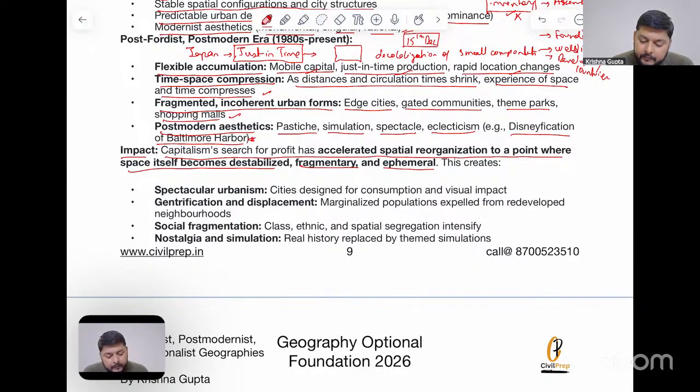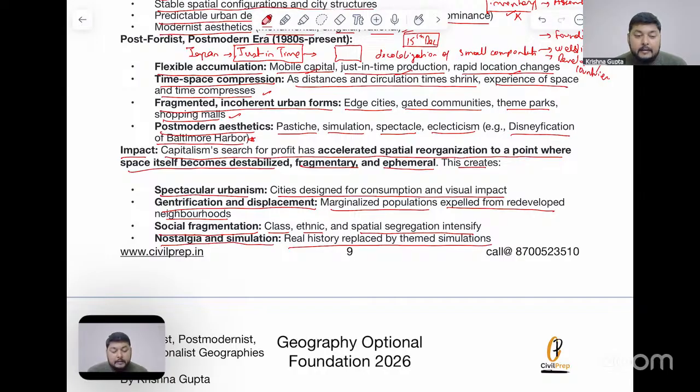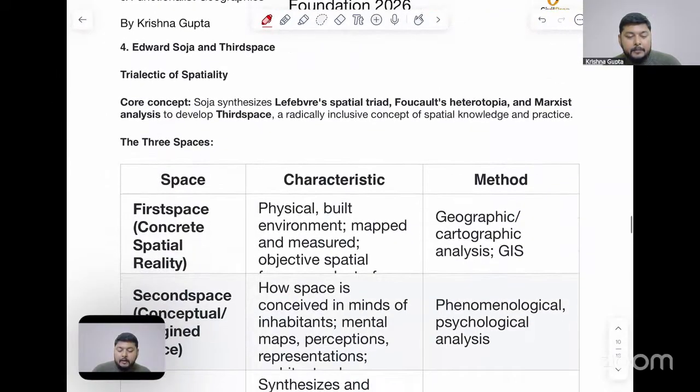Now, here we'll see what is created here: the spectacular urbanism, cities designed for consumption and visual impact. Gentrification and displacement, the marginalized population expelled from the redeveloped neighborhoods. This was actually done in the various developing regions. Social fragmentation, class, ethnic, and spatial segregation intensified. The nostalgia and simulation were also seen. The real history was replaced by themed simulations. Okay, वहाँ पे simulations create किए गए ताकि वहाँ पे जो करंट चीजें दिख रही है वो चीजें दिखाई जाए, हिस्टोरिकल कंटेक्स्ट वहां से इरेज करने का ट्राई किया गया.